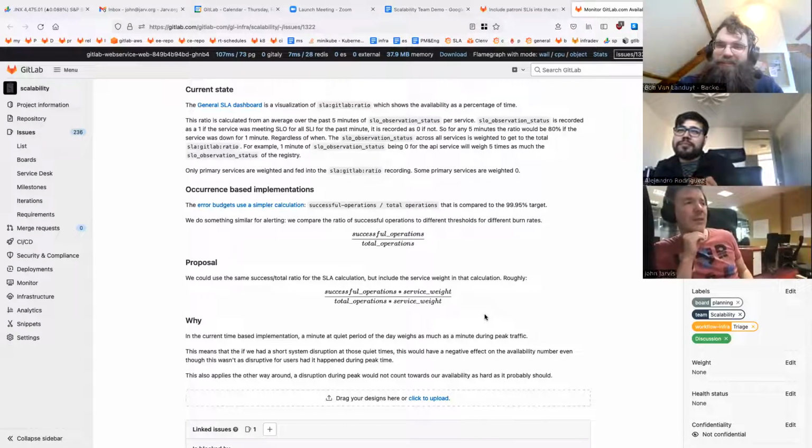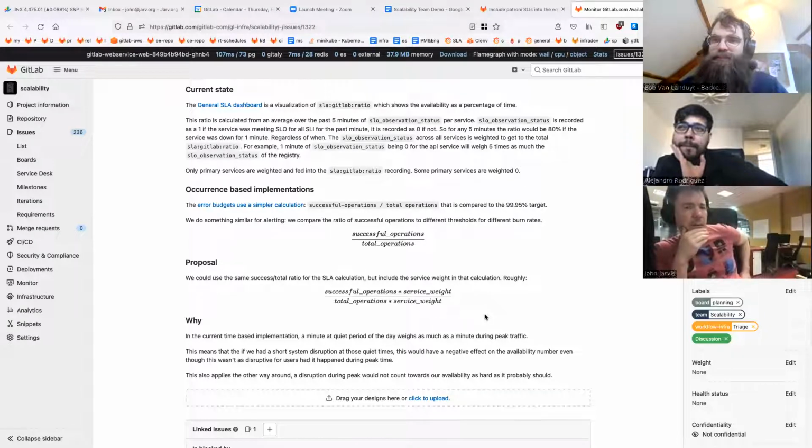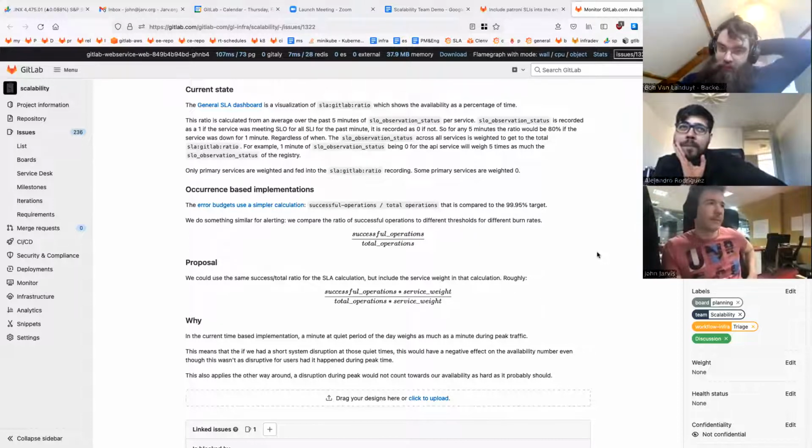I guess for metrics where we don't have as many requests, this helps to balance them out a bit. We're already doing this right now in our general SLA dashboard. The registry service has a lower weight than the web service, because otherwise everything would look excellent because the registry is doing well, and we'd never know if things were not excellent because the registry outweighs the rest of the services. Yeah. Okay.